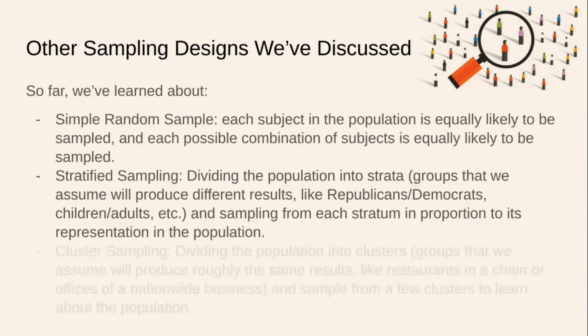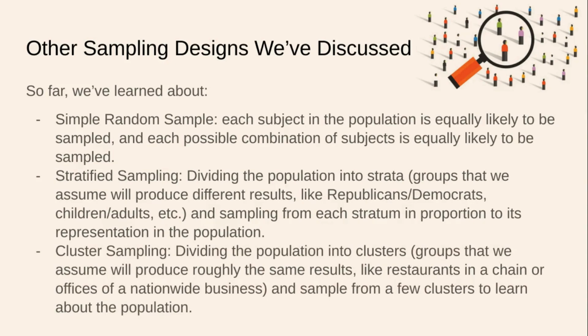In contrast with cluster sampling, in which we divide the population into clusters. Now, those are groups too, but they are groups that we assume will produce roughly the same results one to another, as opposed to strata, which we assume will produce different results from each other, right? So clusters could be like restaurants in a restaurant chain or offices of some nationwide business. And then we sample from a few clusters to learn about the population. This makes studying a large population easier.